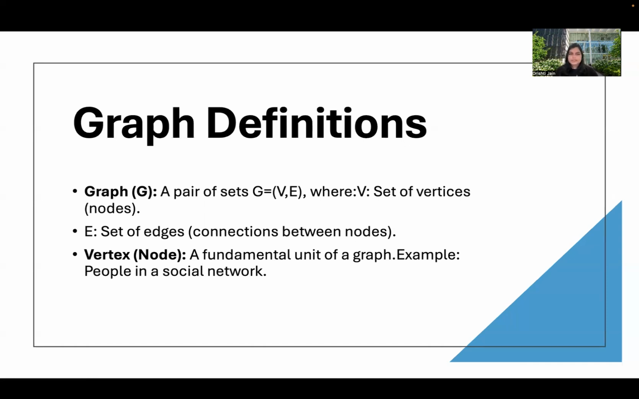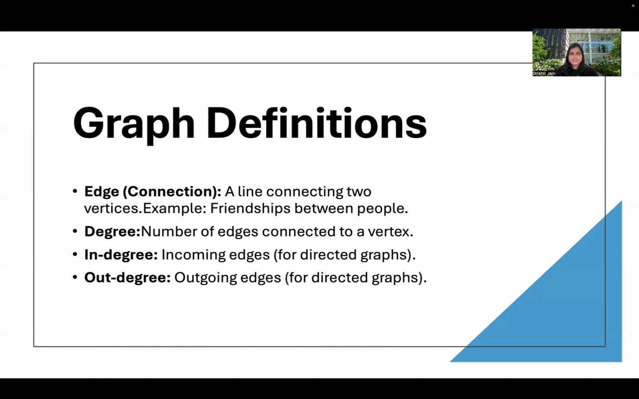A vertex or a node is a fundamental unit in a graph. You can think of it as people in a social network. Each person represents a node in a social network graph. An edge is like a connection. It connects two vertices or two nodes and represents the relationship between them. For example, friendships between people, who knows whom. All of that is a part of creating edges or connections.